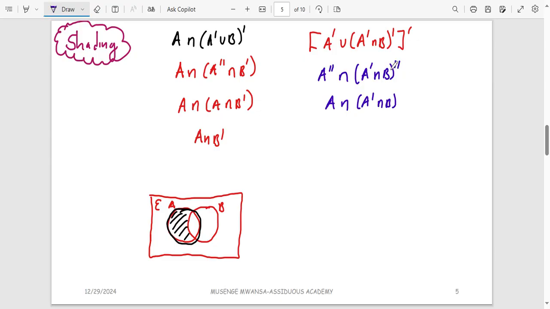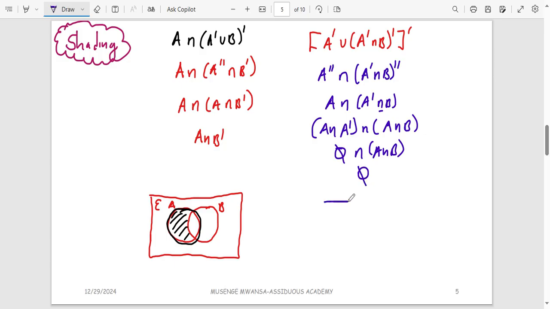Even these two complements will cancel. Distribute the A intersect. So we're going to have A intersect A complement, and then we're going to get this sign here, which is intersect. Distribute again the A intersect, and it will go with B. So A intersect A complement, we said this is an empty set, and then intersection A intersection B. And we said the intersection of an empty set with any set is an empty set.